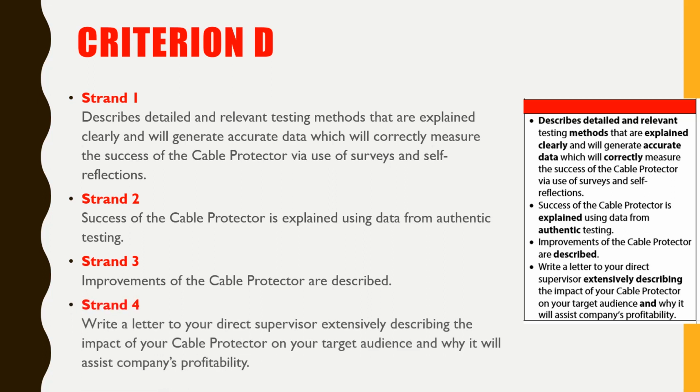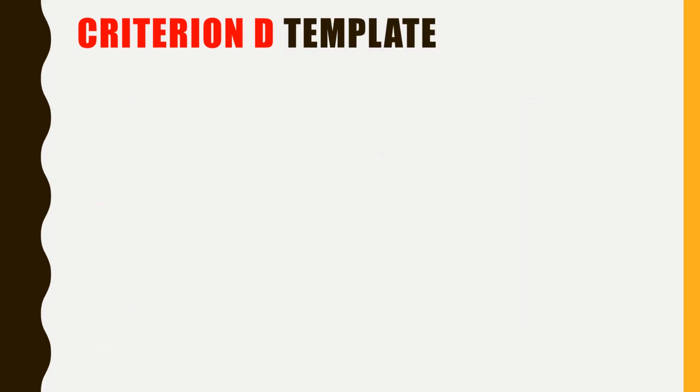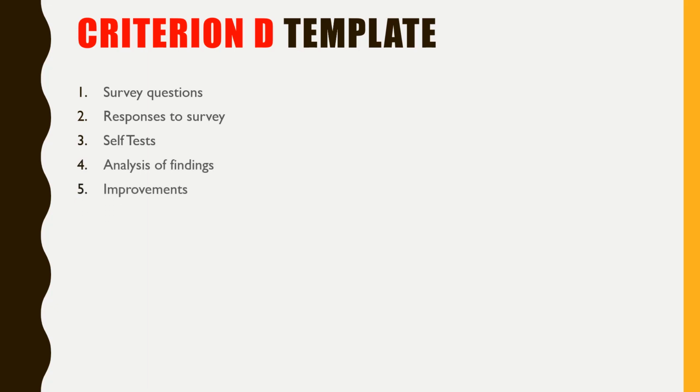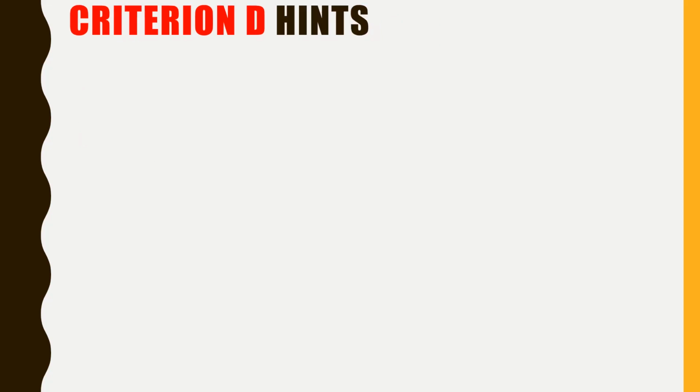And strand 4 is write a letter to your direct supervisor extensively describing the impact of your cable protector on the target audience and why it will assist the company's profitability. So the general template that you should be following is having the survey questions, then the response to the survey, the self-tests, the analysis of the findings that you found, any improvements, and then finally a letter to your direct supervisor listing all the data that you collected.